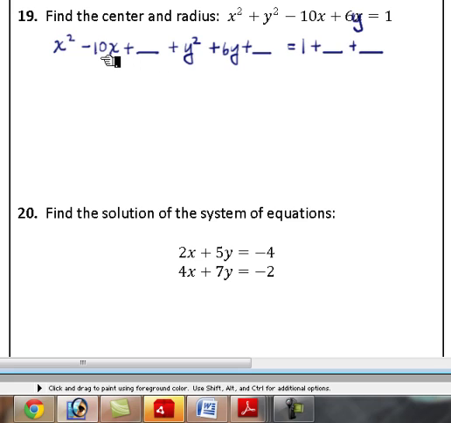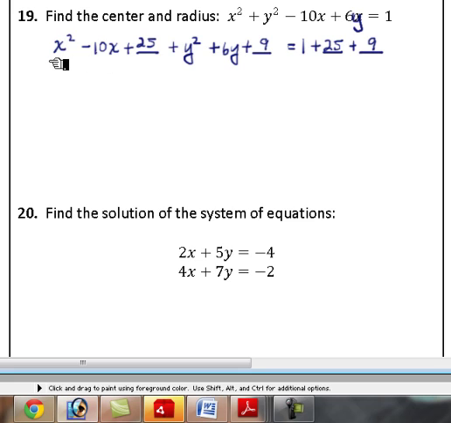Half the middle term squared. Okay, so half of 10 is 5, and squared is 25. So we're going to put that here and to the right of the equal sign as well. All right, now this middle term is 6. Half of 6 is 3, squared is 9. So we'll put a 9 here and a 9 here.